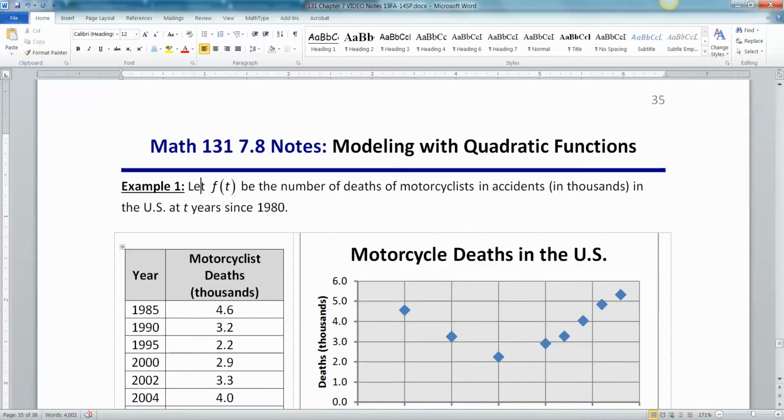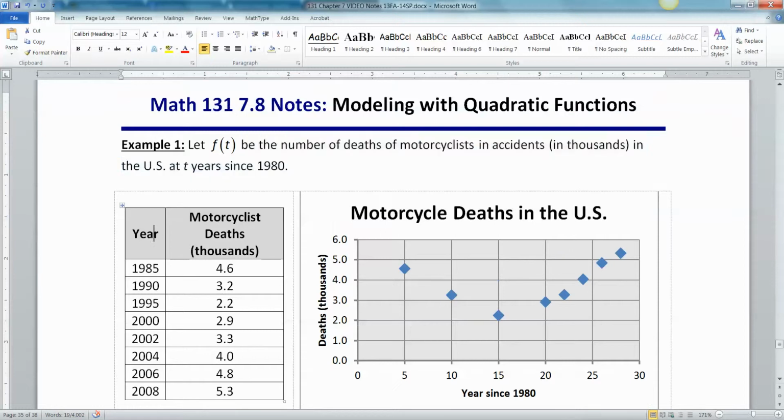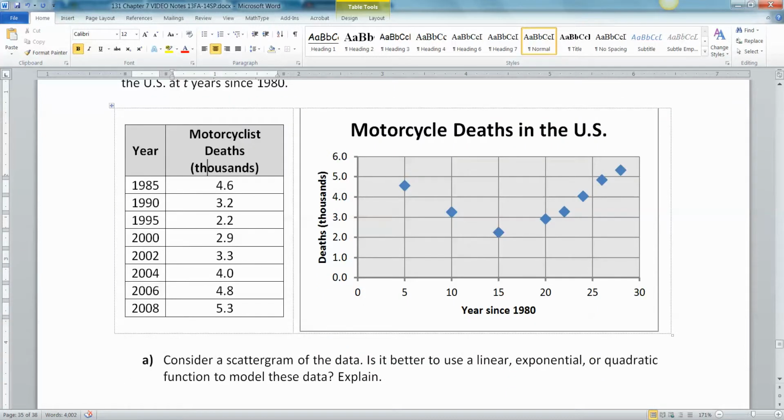So we have, let f of t be the number of deaths of motorcyclists in accidents in thousands in the U.S. at t years since 1980. And yes, this is real data. I got it from the U.S. government website. All right, so here are the years, and here are the motorcycle deaths. There they are. There's a lovely scattergram.